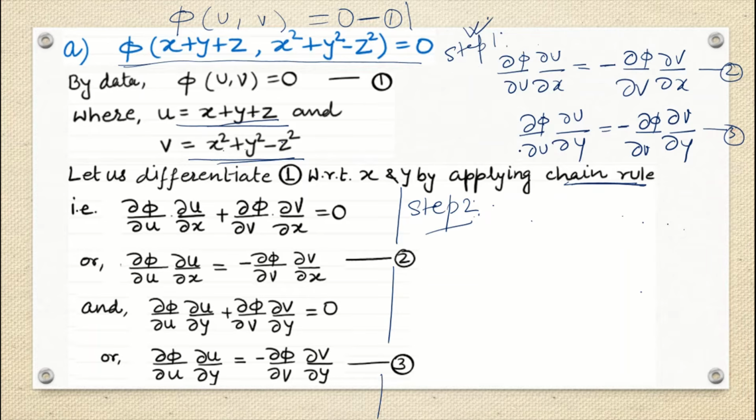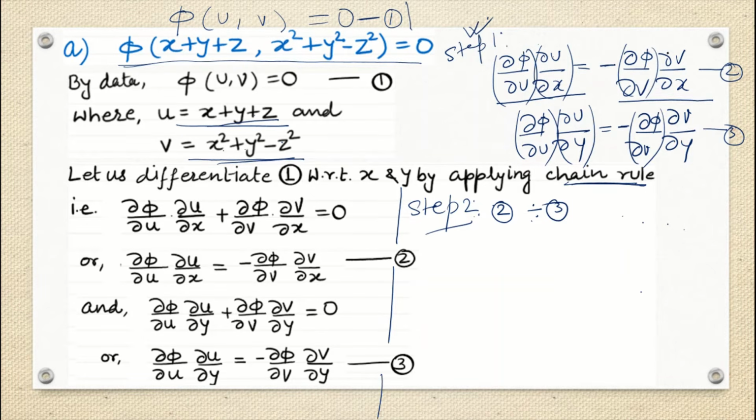Fine. If you focus on equation number 2 and equation number 3, what will happen if I divide equation number 2 by equation number 3? I divide the left hand side and right hand side of these two equations. You will see that del by del u of phi is in the numerator and also in the denominator. Similarly, del by del v of phi is present in both numerator and denominator. So they cancel out.